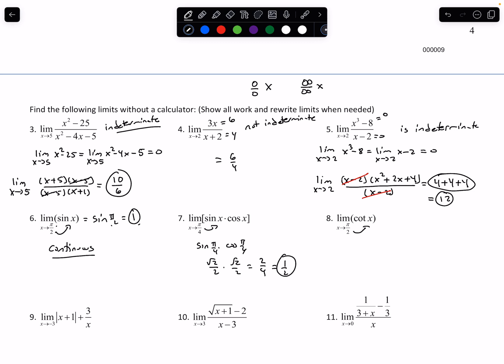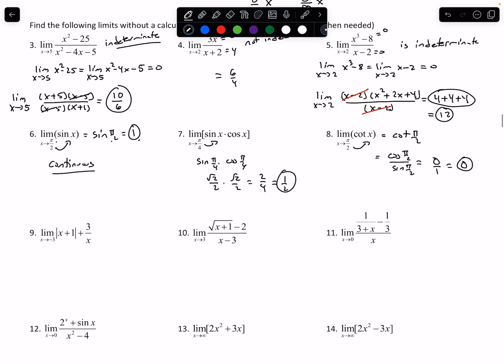Cotangent, let's try this one. We get the cotangent of pi over 2. Well, oh no, I don't know what cotangent of pi over 2 is, and that's okay. I know that cotangent is the same as the cosine of pi over 2 over the sine of pi over 2, which is just 0 over 1, which is 0. So, easy. But what if it was a tangent of pi over 2? That would be a DNE.